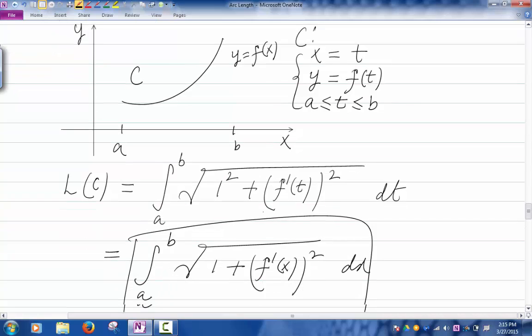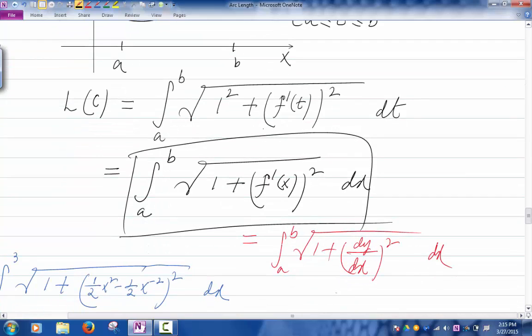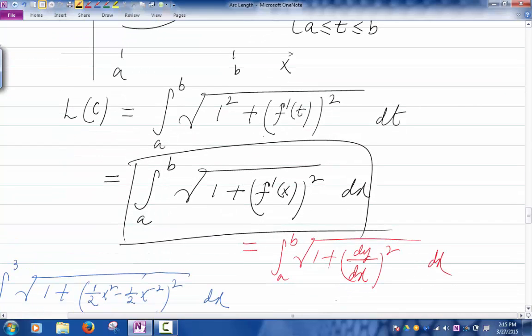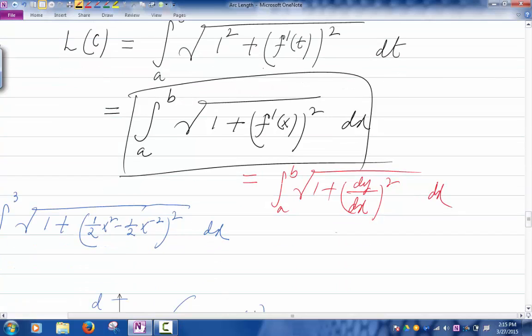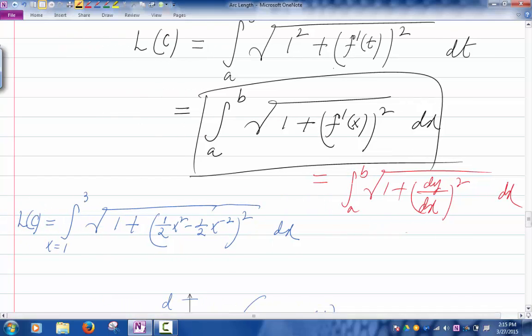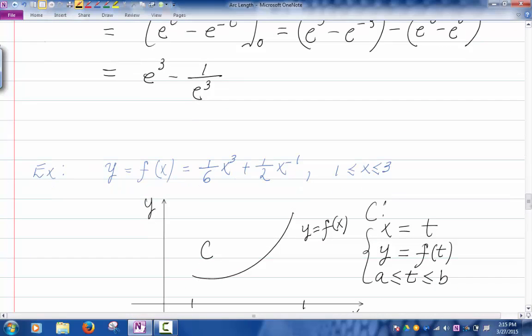Well, we said that the length of a curve like this is given by the integral from a to b of the root of 1 plus f prime of x squared dx, which is the same as the integral from a to b of the root of 1 plus dy dx squared dx. So now, if I go back to my problem here, I have the function y equals f of x, and f of x is 1/6 x cubed plus half x to the negative 1. X is between 1 and 3. What's the length of the graph of this function between 1 and 3?